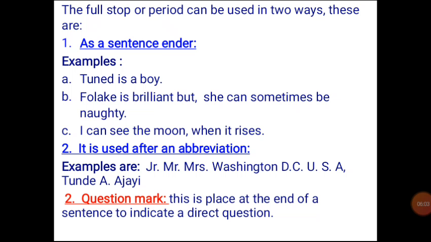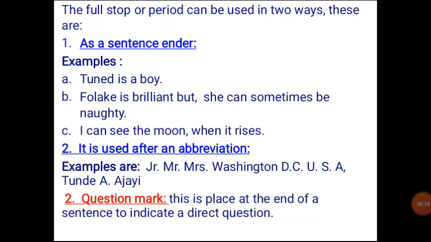Then we have Washington DC. You can see Washington D dot C period. Then USA, U dot S dot A, comma. Then we have Tunde A. Ajayi, where you want to use an initial of a name. You want to write your name, you have three names and you don't want to write the whole name. You can write two of them and use the third one as an initial. So that is that about that.